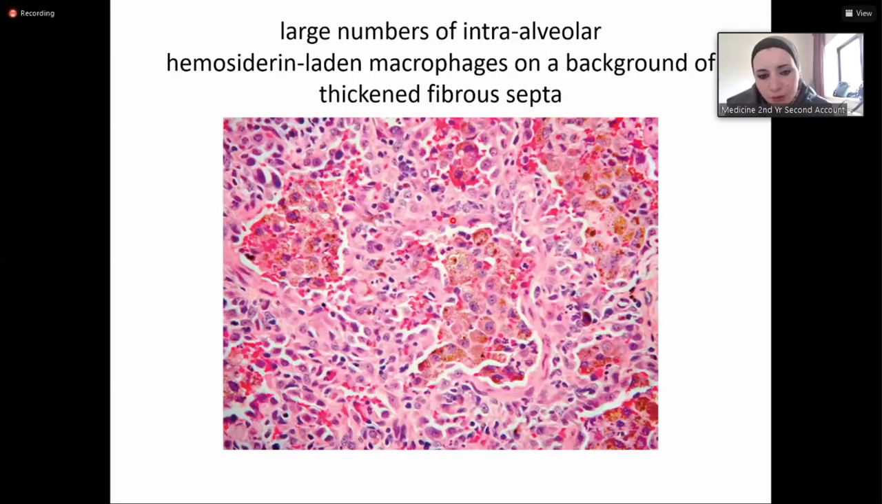This is the histological appearance of hemosiderin-laden diffuse alveolar hemorrhage. We see the alveolar spaces, instead of being empty in the middle, contain hemosiderin-laden macrophages. These are all macrophages containing hemosiderin. Hemosiderin is brown to yellowish in color. These macrophages ate the hemoglobin and turned it into hemosiderin, so they appear as hemosiderin-laden macrophages. Laden means filled with: macrophages filled with hemosiderin.